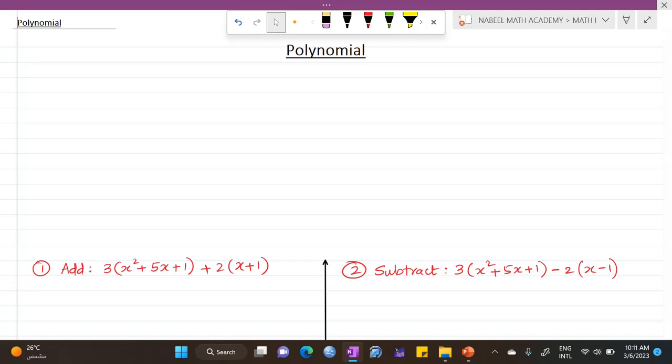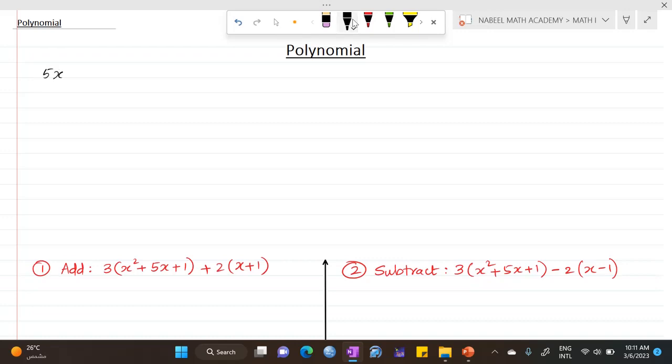In this video, we are going to see the topic polynomial. So, what does the polynomial mean? If you have two terms, 5x and 5x plus 3, and we have another term x square plus 5x plus 6. So, what is the difference between these three terms?